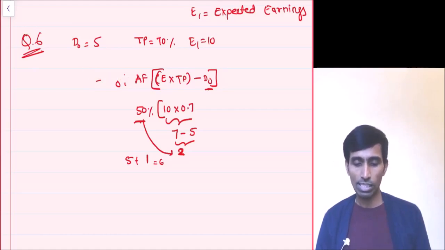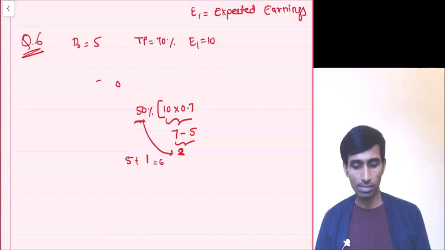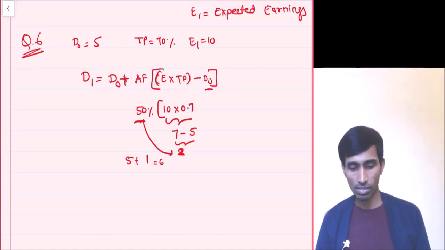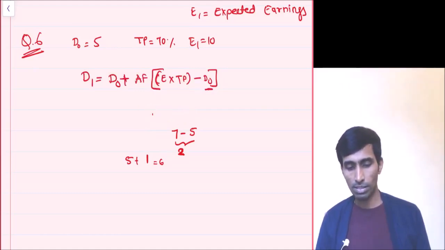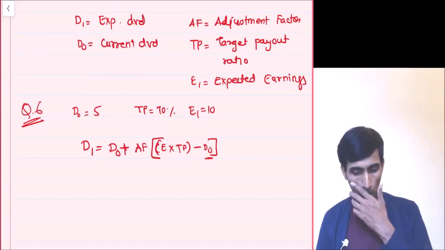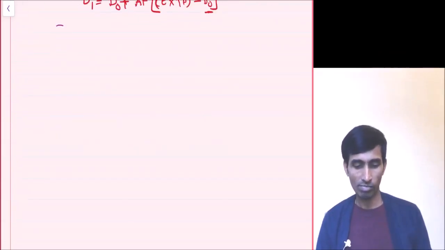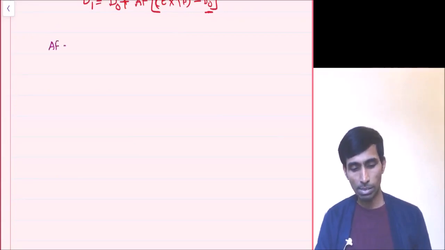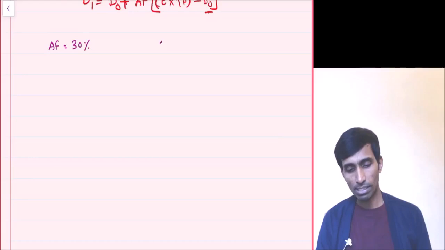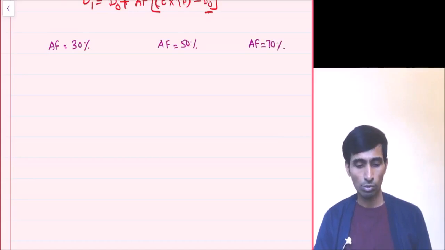Now let's do one thing. Three adjustment factors keep on changing. Let's say the first time the adjustment factor is 30%, next time the adjustment factor is 50%, and the last one the adjustment factor is 70%. Okay, so let us do this.